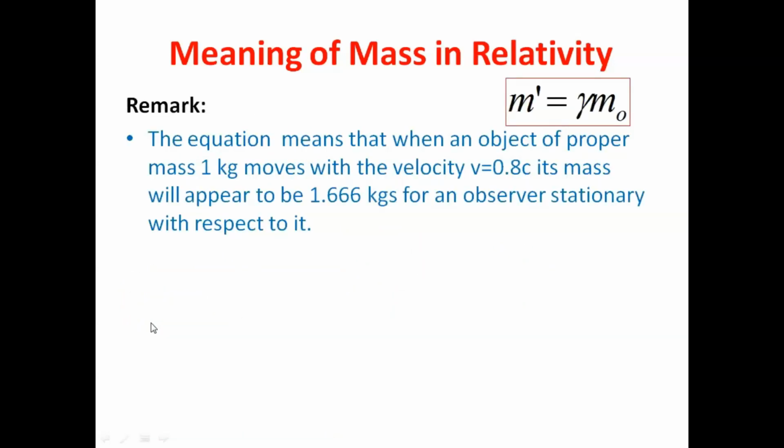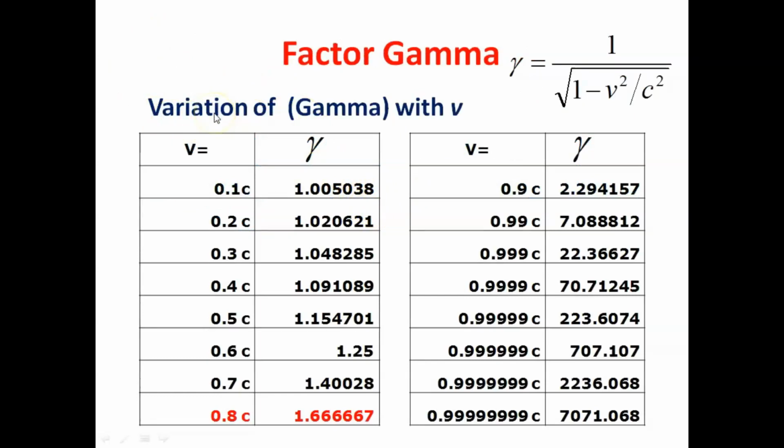Now let us look at the quantitative effect that occurs in the mass because of the relative motion. The equation means that when an object of proper mass 1 kg moves with velocity 0.8 c, its mass will appear to be 1.666 kgs for the stationary observer. Now here you can look at this table of gamma factor, and unit mass moving with velocity 0.8 c will appear to be 1.666667 kgs.